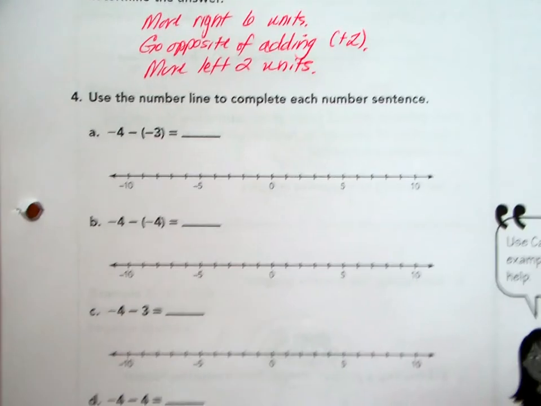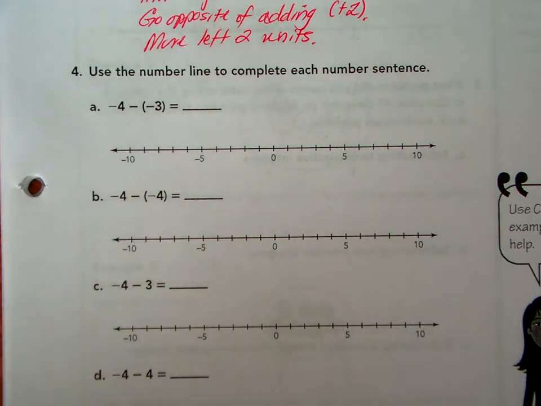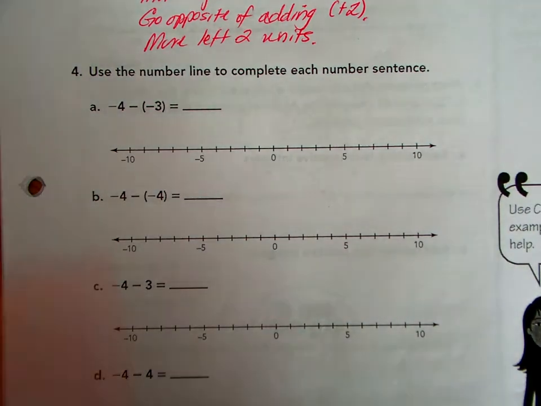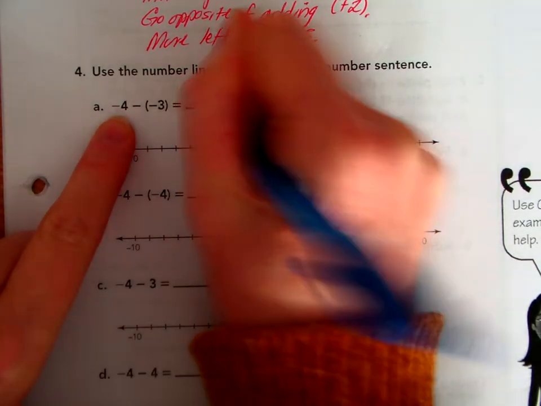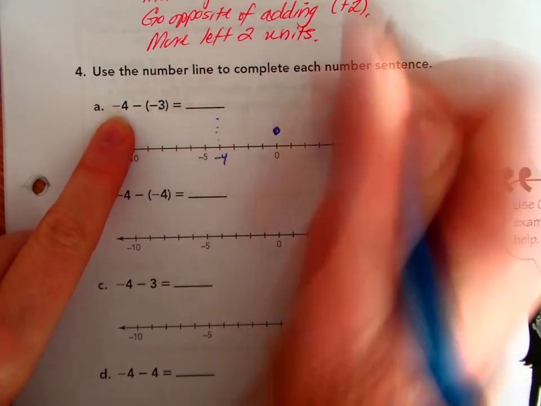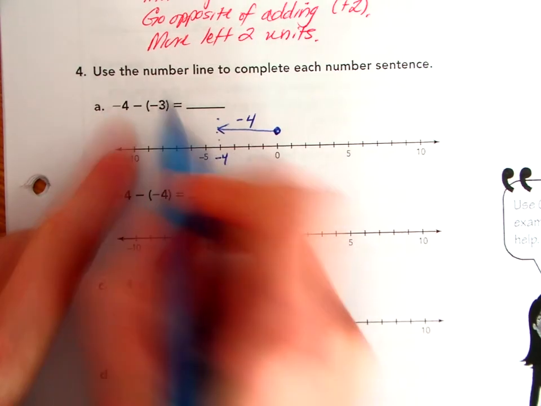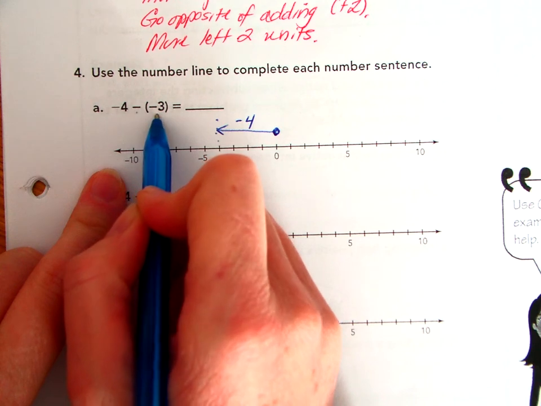Now we got to most of these here. We're going to walk through these again. Use a number line to complete each number sentence. We're going to go to the left 4. So I'm starting with a point at 0 and I'm going left 4 because it tells me to go to the left 4. I need you to go the opposite of adding negative 3.